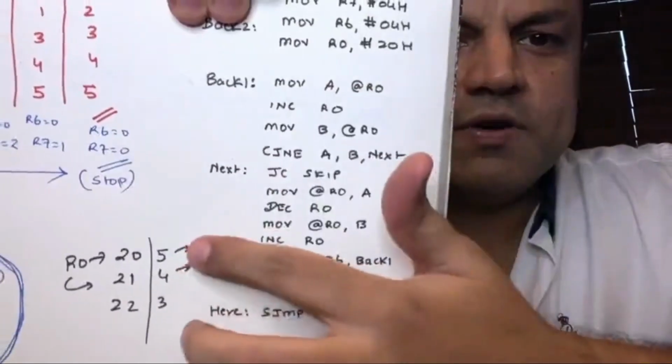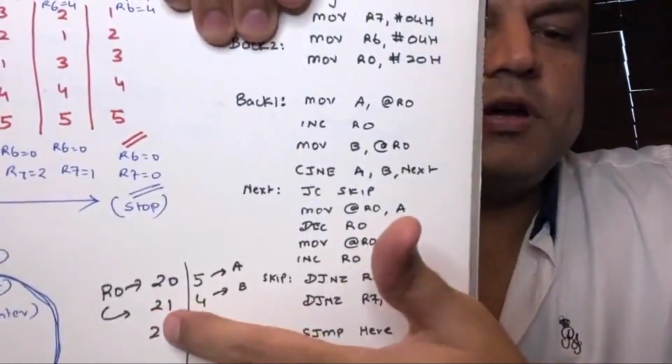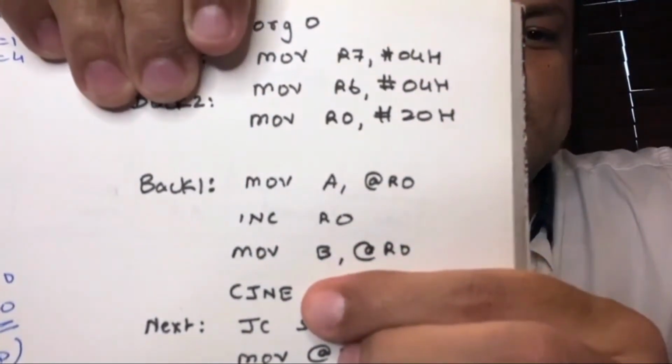Now you want to compare first number and second number. So you need to take the second number also. Increment R0. R0 is pointing to the second number. Take the second number in B. So you've taken your numbers in whom and whom? A and B. A has the first number. Don't be scared. A has the first number. B has the second number.